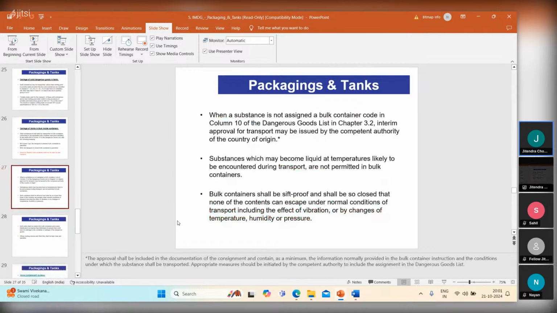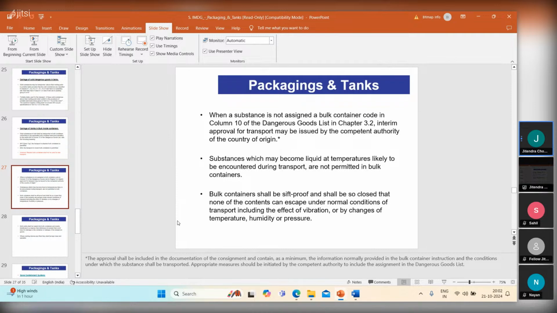There is an exception also. If it is not assigned a bulk container code in column 10 and you want to carry it in a bulk container, then you have to take approval from the class. You have to apply for an interim, like a provisional certificate, provisional approval. We have to apply for temporary approval. If it is not given in the dangerous goods list, then you have to carry it for a short voyage or something, as an exception.